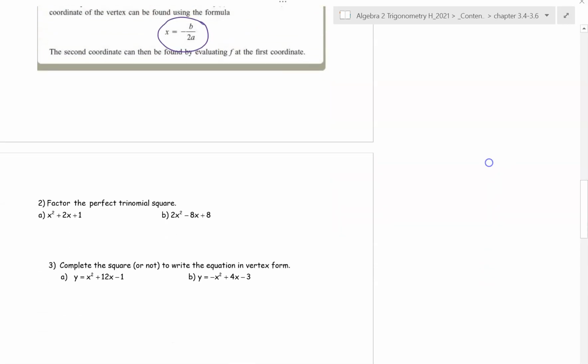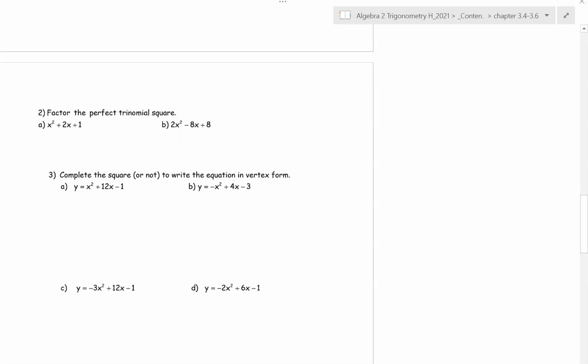What we're going to do now is think about completing the square. So we're going to start by factoring a perfect square trinomial. For example, if I have x squared plus 2x plus 1, it's called a trinomial square because you can factor it as a binomial squared, so the quantity x plus 1 squared. Go ahead and pause the video and factor part B. So first we factor out a common term of 2, and then you have x squared minus 4x plus 4, which again is a trinomial square because you can factor it as the quantity x minus 2 squared.